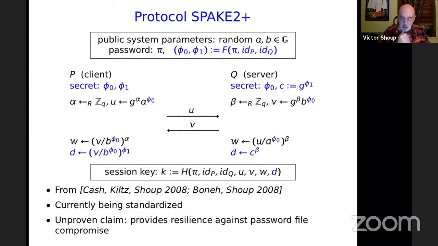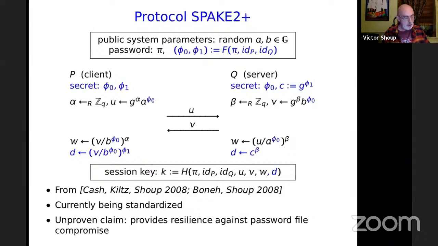What I wanted to do is to see how to tweak this simple protocol to give it some resilience against this type of compromise. That's where the plus comes from. The goal is to provide a certain level of security, namely that even if the password file is leaked, the adversary still has to carry out an offline dictionary attack in order to impersonate the client to the server. So breaking into the server and getting the password file all by itself is not enough. The adversary still has to do some work.